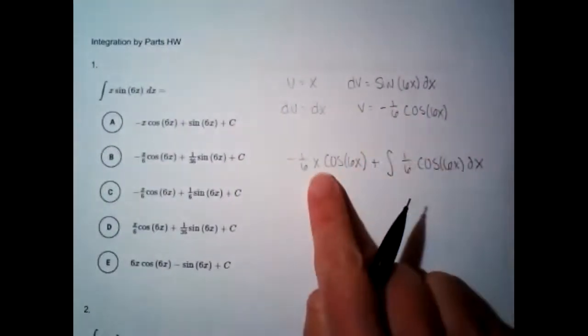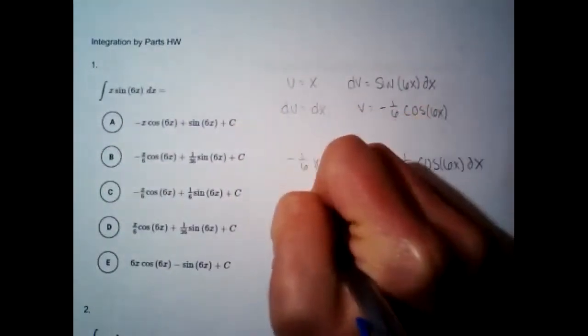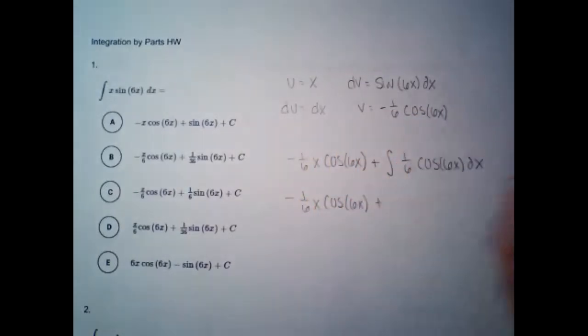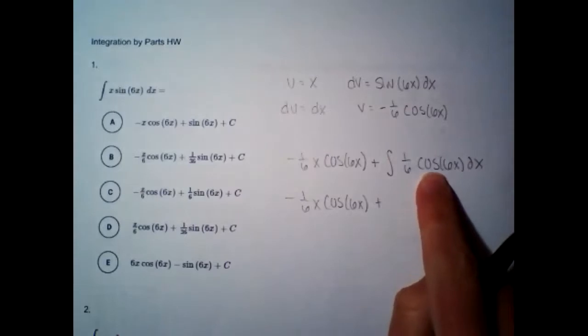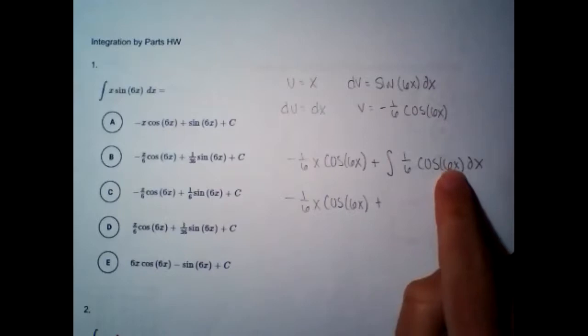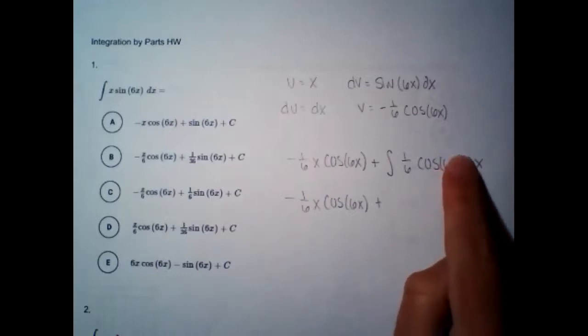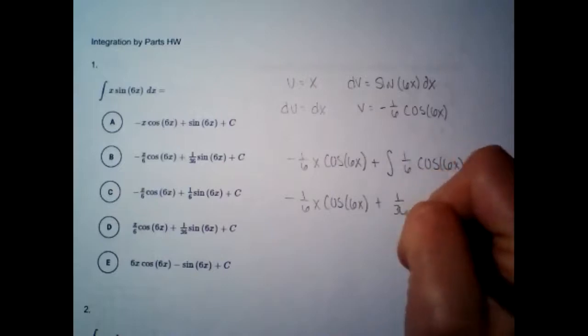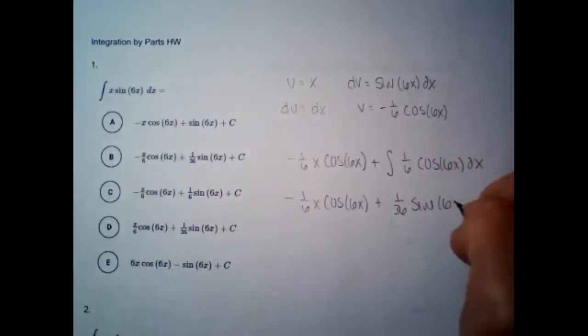And so this first term is just kind of there. I'm just going to copy that down. And then here we're going to need to do the antiderivative for cosine, which would be sine. And then we're going to need another 1/6 again to adjust for this chain rule here. So 1/6 times 1/6 would be 1/36. And then sine of 6x plus c.